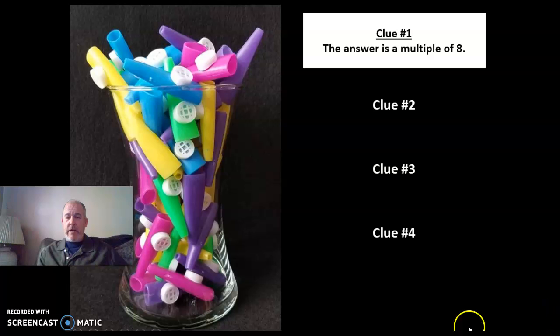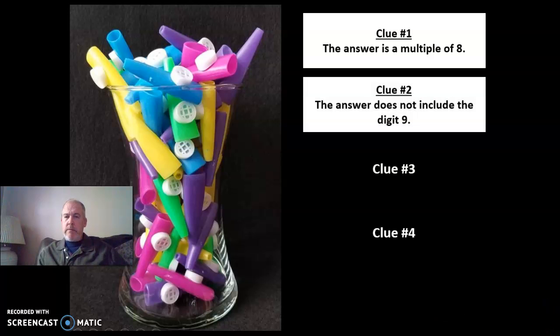So let's take a look at our second clue. The answer does not include the digit 9. All right, so far I'm still good. How about you? Did you have to make another estimate, or are you still in the game with your original? It's okay, that's part of the game. Keep guessing if you have to.